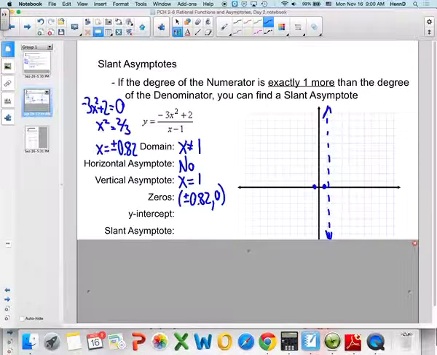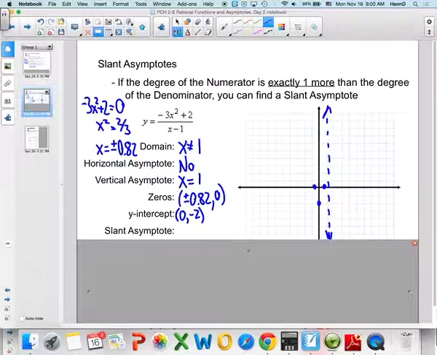Okay, what's our y-intercept? Negative 2. 0, negative 2. If you plug in 0 for x, you get 2 over negative 1, so negative 2. So now I'll plot that point here.